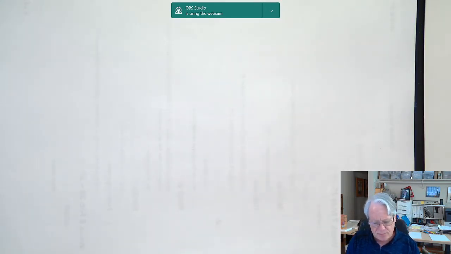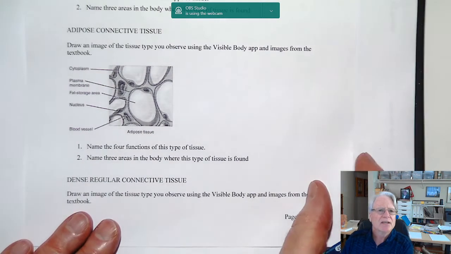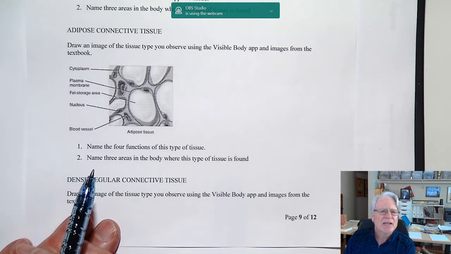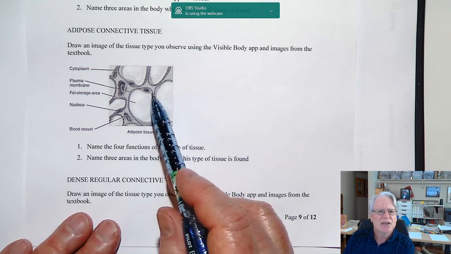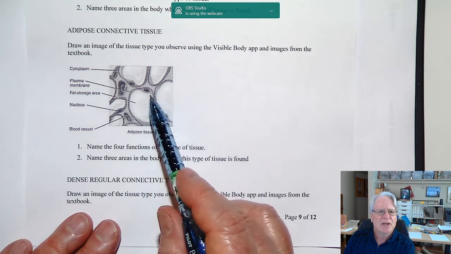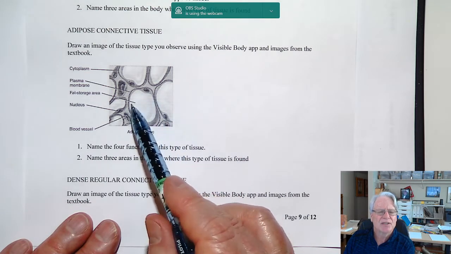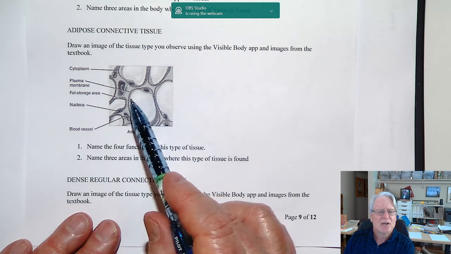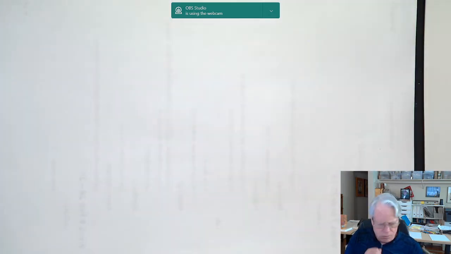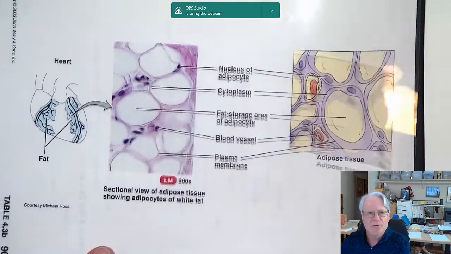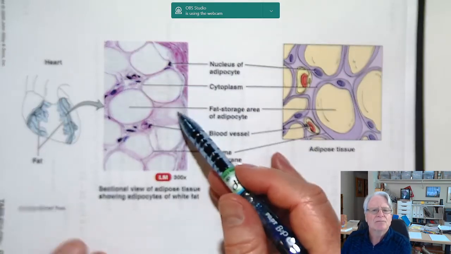A second type of connective tissue that we're going to look at is adipose tissue. So adipose tissue, as you can see here, consists of very large cells, and each of the cells is filled up with a great big droplet of triglycerides. Now those triglycerides are contained within a vesicle, but that vesicle fills up most of the cell itself. So let's take a look at what that would look like. So here is a typical view of adipose tissue.